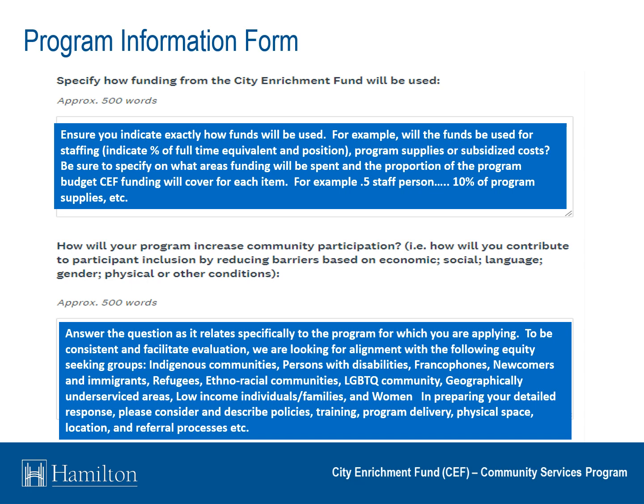To be consistent and facilitate evaluation, we are looking for alignment with the following equity-seeking groups: Indigenous communities, persons with disabilities, Francophones, newcomers and immigrants, refugees, ethno-racial communities, LGBTQ community, geographically underserved areas, low-income individuals or families, and women. In preparing your detailed response, please consider and describe policies, training, program delivery, physical space, location, and referral process.